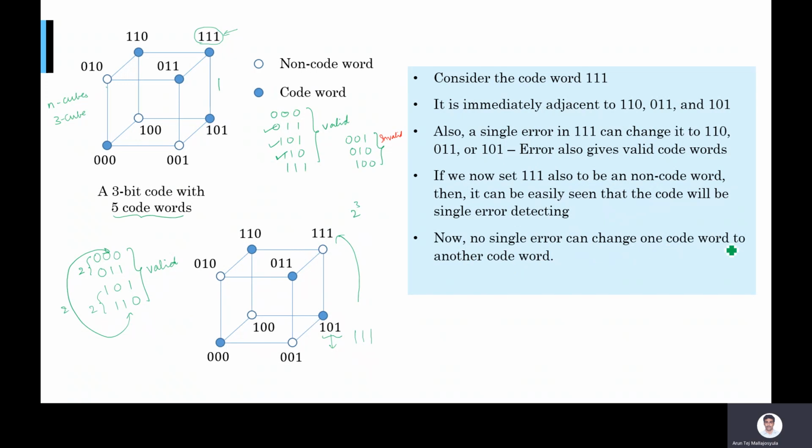Now, no single error can change one code word to another valid code word. So when you have 4 code words with 3 bits, that means half of the possible code words are used, and you are able to get a single error detecting code.